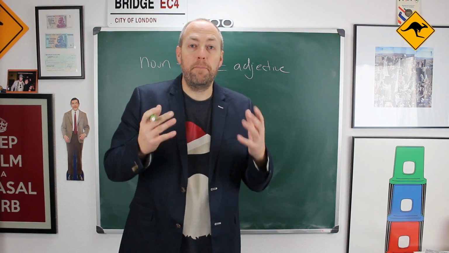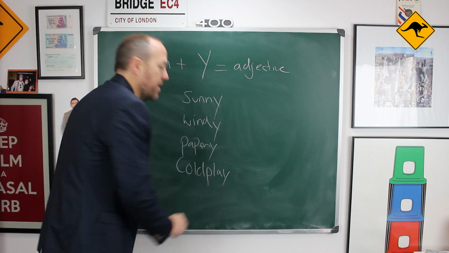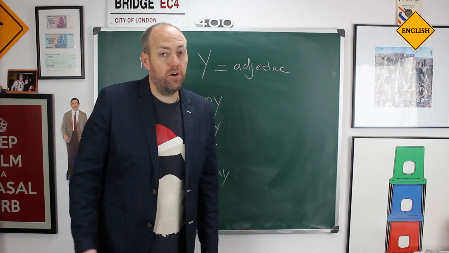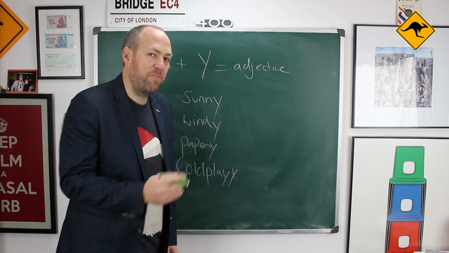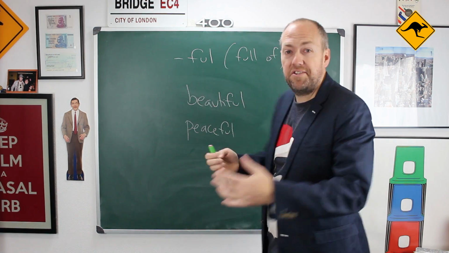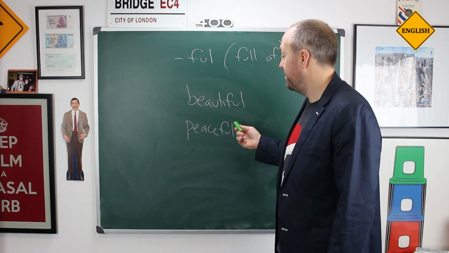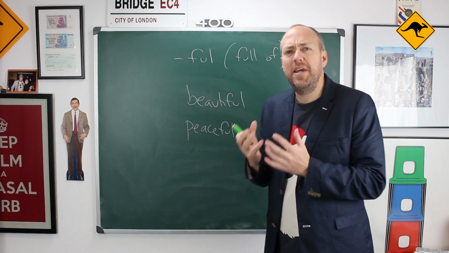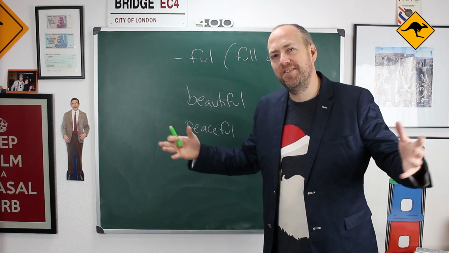Imagine that your favorite band is Coldplay, okay? And one day you hear some music that's very similar to Coldplay. You can say, this music is very Coldplay. The next one is full, which means full of, lots of. For example, beautiful. It's a place or a thing full of beauty. And peaceful, full of peace, containing a lot of peace.